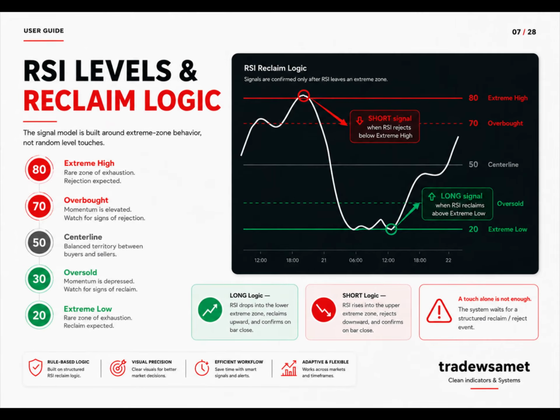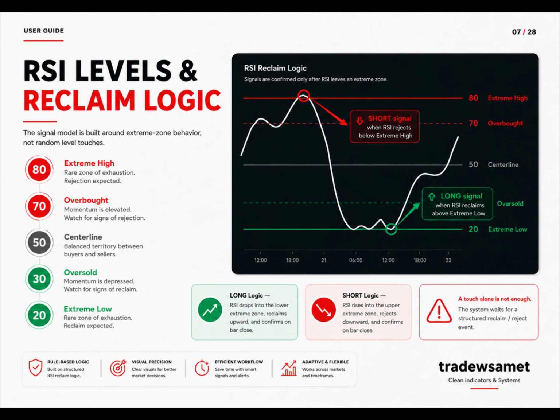The signal model is built around extreme zone behavior. This means the system does not treat every RSI touch as a signal. The main RSI levels are simple. 80 is the extreme high zone, 70 is the overbought zone, 50 is the center line, 30 is the oversold zone, 20 is the extreme low zone.